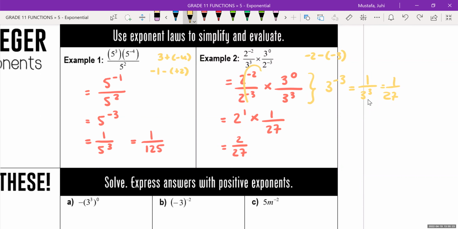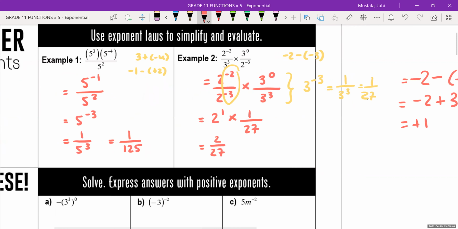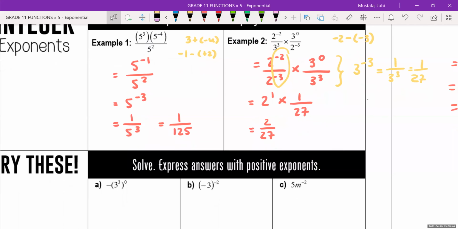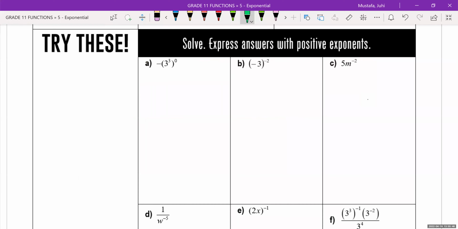See how I have these exponents over here? I'm subtracting them. So I'll write it down again here: -2 minus -3. That's like saying -2 plus 3, which is the same as just +1. Yeah, we're good? Okay.